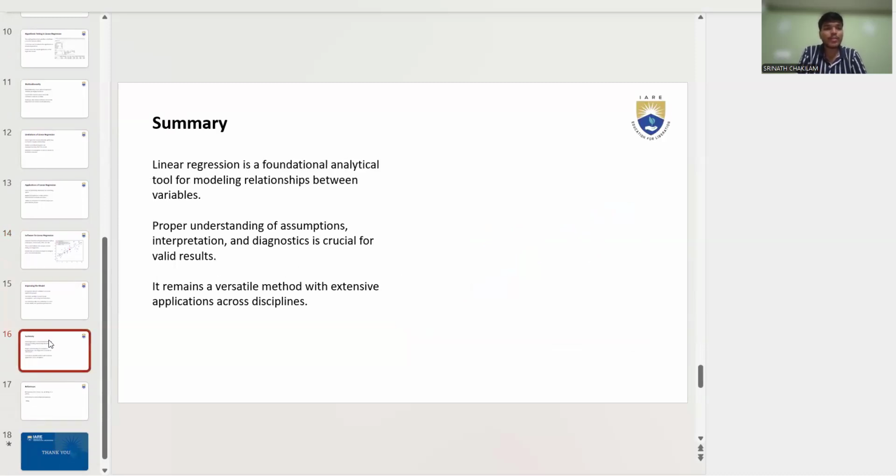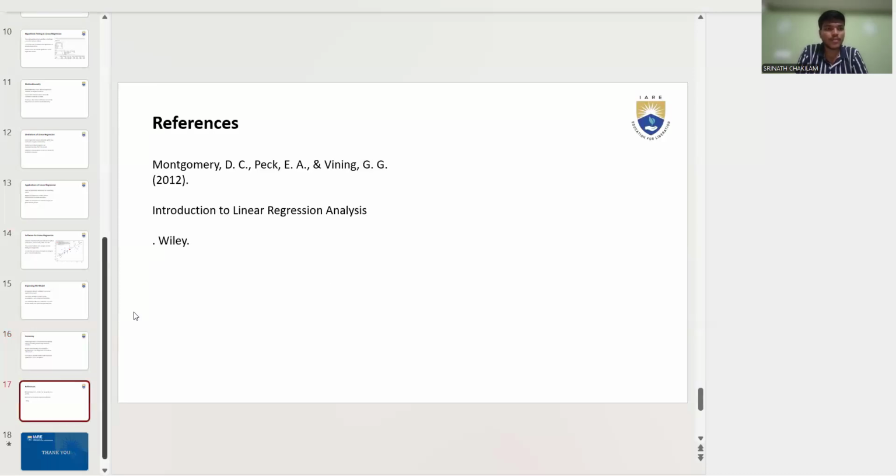Linear regression is a foundational analytical tool for modeling relationships between variables. Proper understanding of assumptions, interpretation, and diagnostics is crucial for valid results. It remains a versatile method with extensive application across disciplines. And next, the reference: Introduction to Linear Regression Analysis.